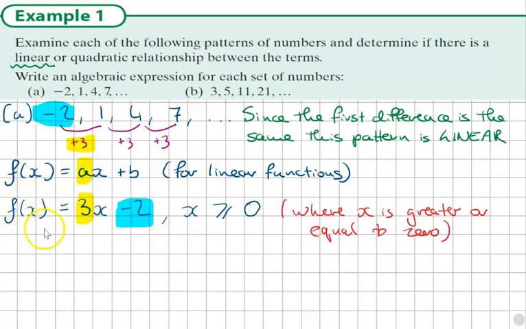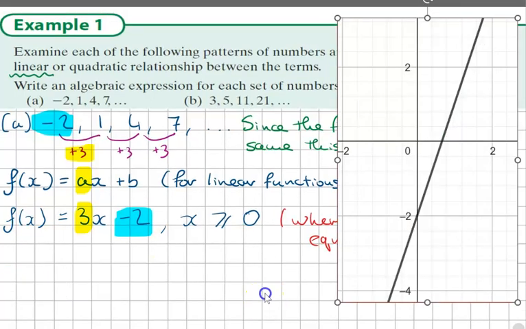So we say f of x equals 3x minus 2, where x is greater or equal to 0. So drawing this out on a graph, we would get a straight line, and we can see it has a positive slope. So 3 is our slope. So our coefficient of x is always our slope. So we can see it's going uphill, and it's crossing the y-axis at minus 2. So if you want to draw this pattern out graphically, this is what it will look like.